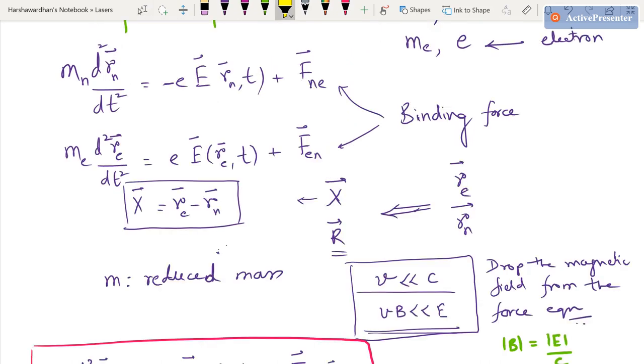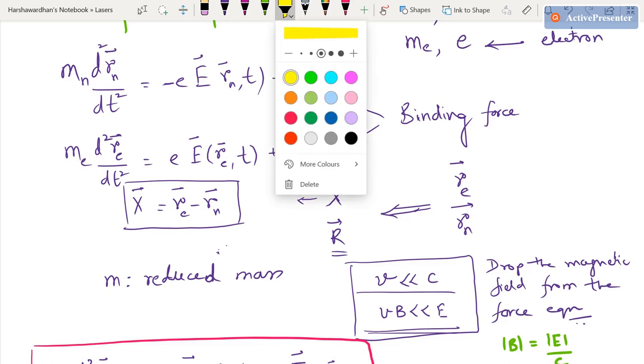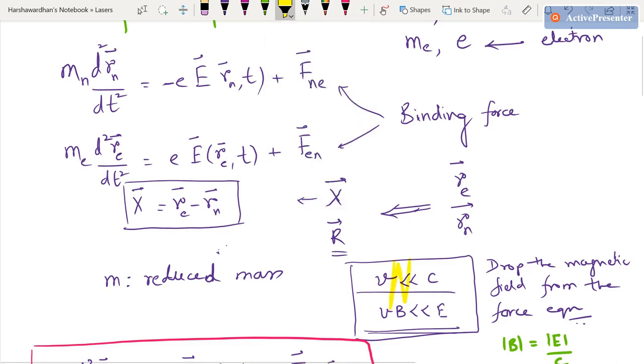So a small clarification: we have not considered the magnetic field coupling to the electronic motion, simply because the velocity of the charge within the atom is much smaller than the speed of light. So I wanted to carefully note this inequality, that is, you have the velocity much smaller than the speed of light, and hence v times B, which is the magnitude of that force, is much smaller than E itself.